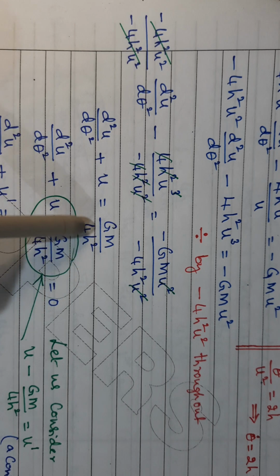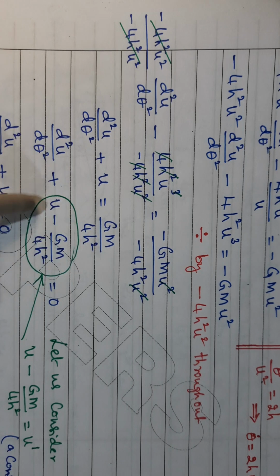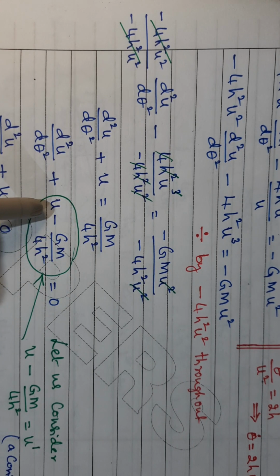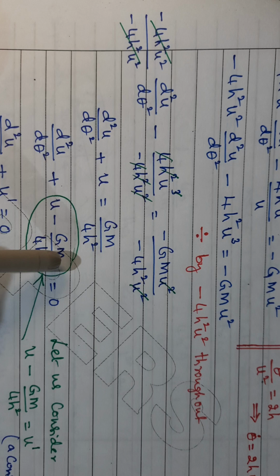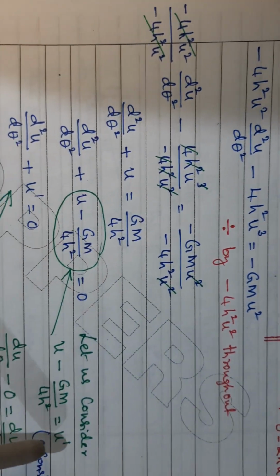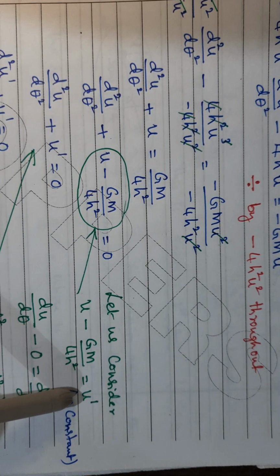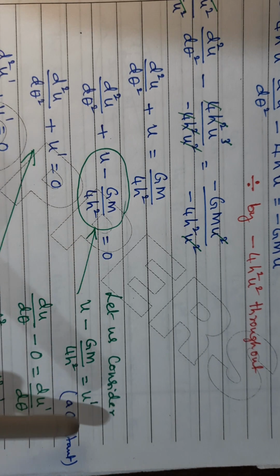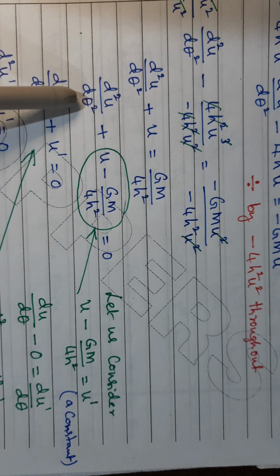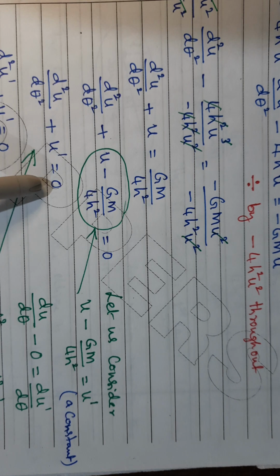Now whatever has been rounded off here, I will take that as another constant, because G, capital M, and 4h square are constants, as we already know. I will take this one as a new constant, u dash. Therefore, d square u divided by d theta square, with this replaced by u dash, is equal to 0. Clear?